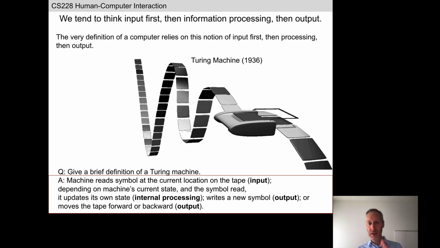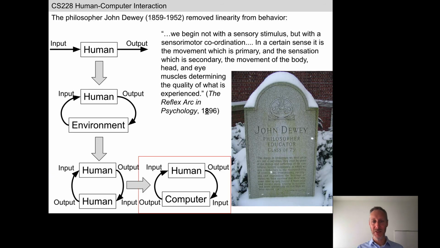So we've been moving slowly through the beginning of the 20th century. We're now going to take a step back in time to the 19th century and talk about the philosopher John Dewey. John Dewey is famous for many things. He is arguably one of the most influential American philosophers. He also had a lot of important things to say about education. Some of his thoughts on philosophy and pedagogy came together in an article called The Reflex Arc in Psychology that he wrote at the very end of the 19th century.